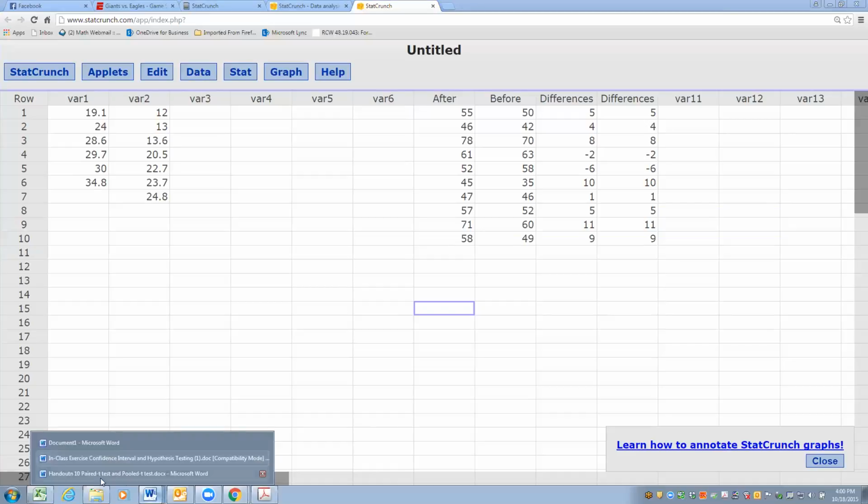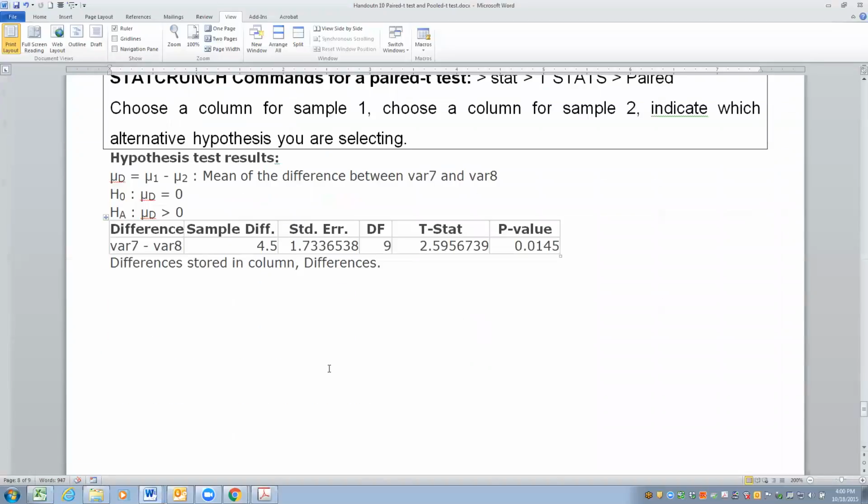And if we go back to it, you can see that this is the information I get. Mu1 minus mu2 was the difference between variable 7 and variable 8, which I had called after and before.